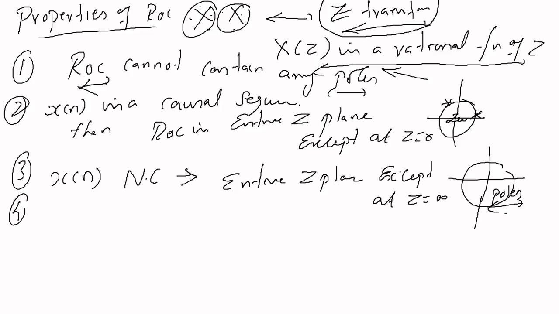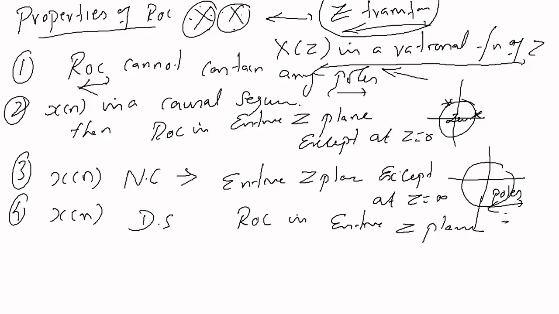Fourth important point, if x of n is a double-sided sequence, then the ROC is the entire Z plane except at Z equal to 0 and Z equal to infinity.